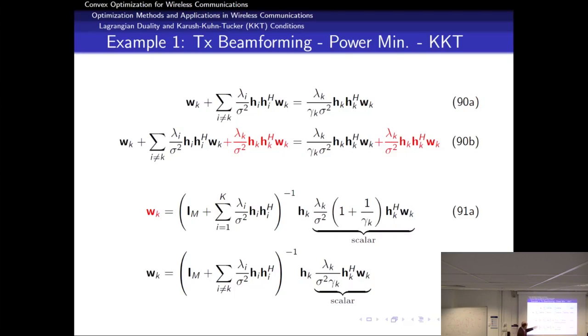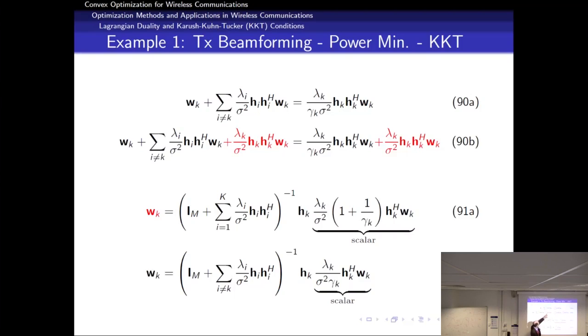But if the interference here is not negligible, then I need to rotate away from HK. And that's the intuition, right? So this is very useful. And this scalar, we'll look at this in a moment. But you see, this is quite interesting.